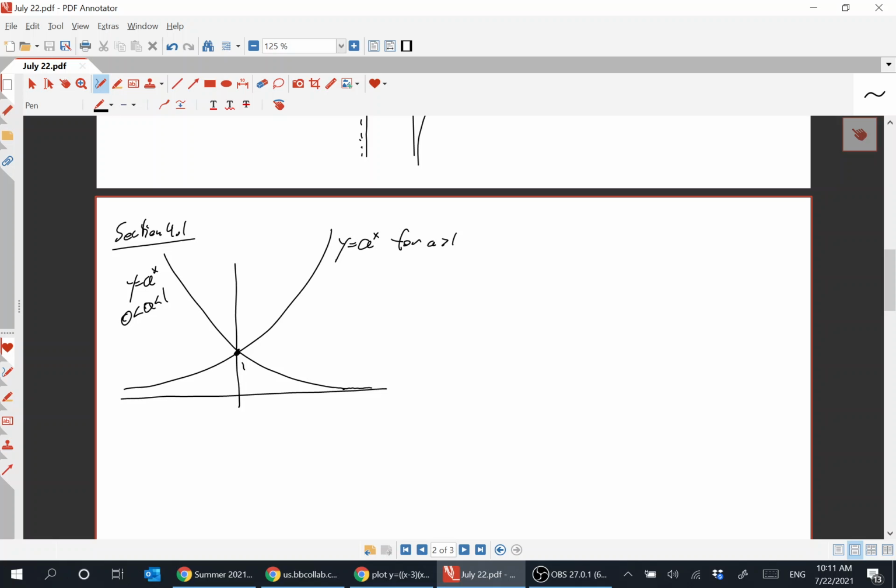So, we did one problem where we were trying to graph such a function. So, let's say number 36.